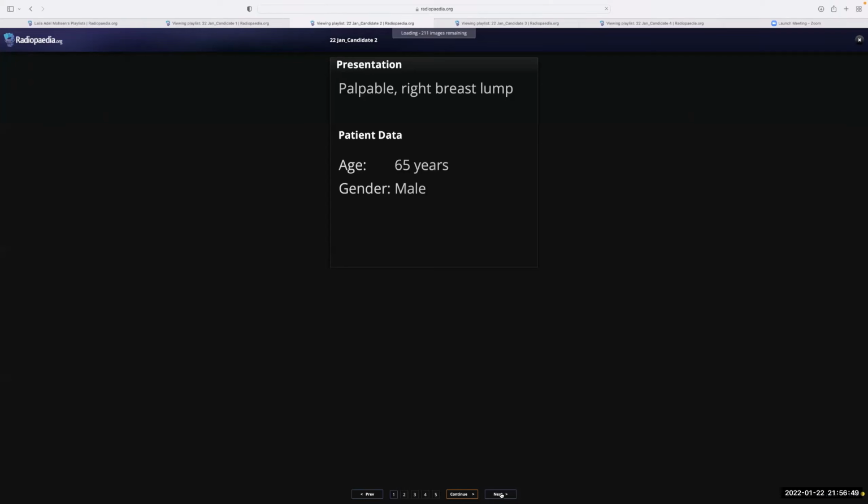So this is a 65-year-old male with a palpable right breast lump. Okay. In that case, which modality would you prefer for this patient initially? Initially, ultrasound. I would start with the ultrasound in this patient.